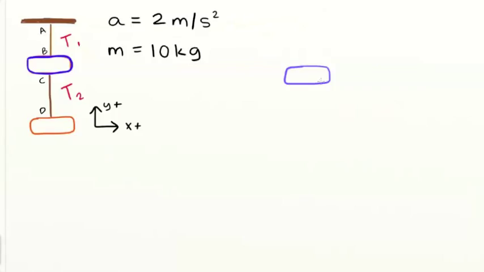So for the purple block, we know that the weight is pulling it down and that tension 1 is pulling it up. But there is also a second force acting on it, which is tension 2, because that is attached to the bottom of the block, and that is actually pulling the purple block downward. So we're going to add tension 2 onto the diagram.